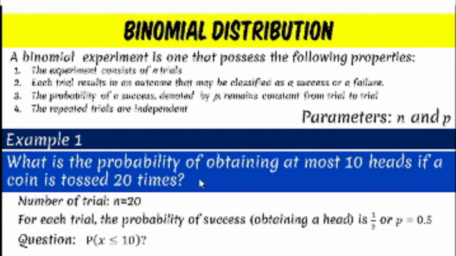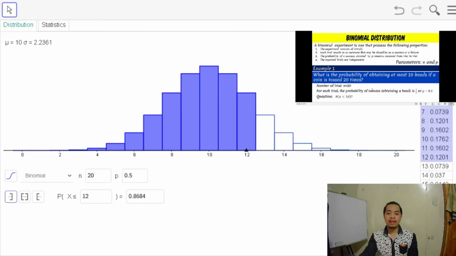The question really is, what is the probability that x is less than or equal to 10? Now, how do we know that the proper inequality that we should use is less than or equal to? It's because it's mentioned in the problem that we want the probability of obtaining at most 10. When we say at most, that is the ceiling number. So it could be 10 or less than 10. It could be 10, 9, 8, and so on. It could be 0. Let us compute for this one.